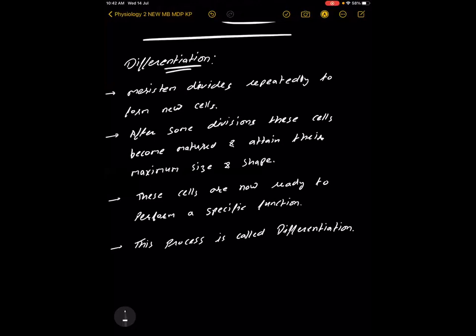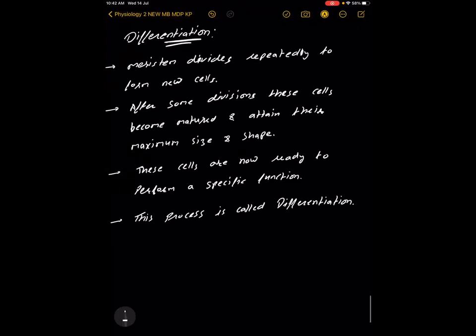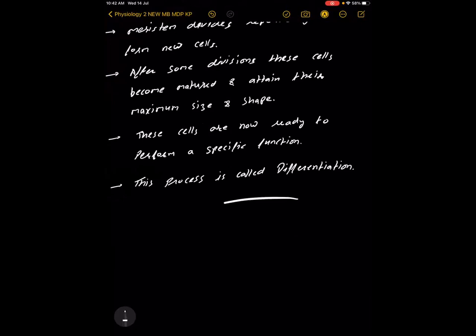So meristem divides to form primary permanent tissue like primary xylem, primary phloem, cambium. So these are permanent tissue. They do not divide now. Now, what is dedifferentiation? Next is dedifferentiation.